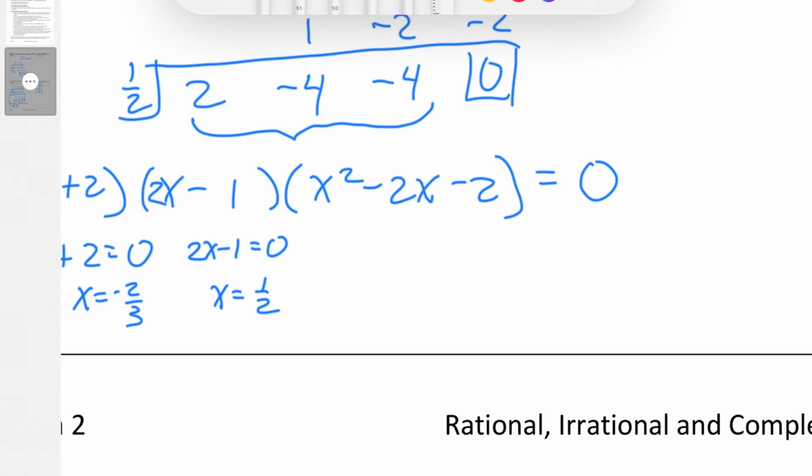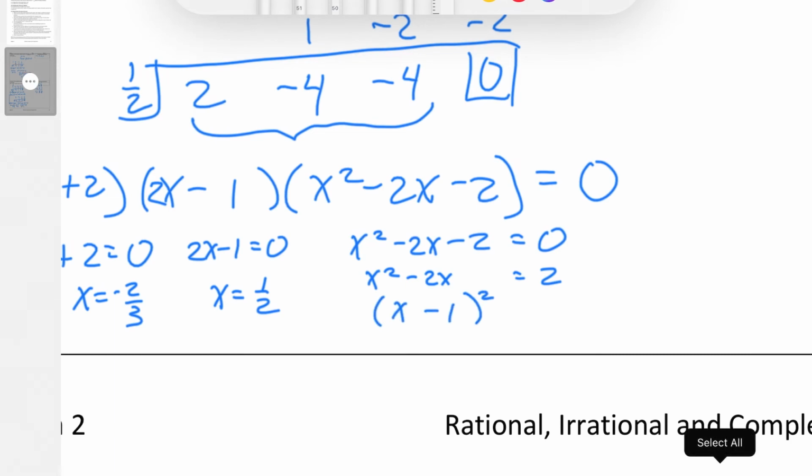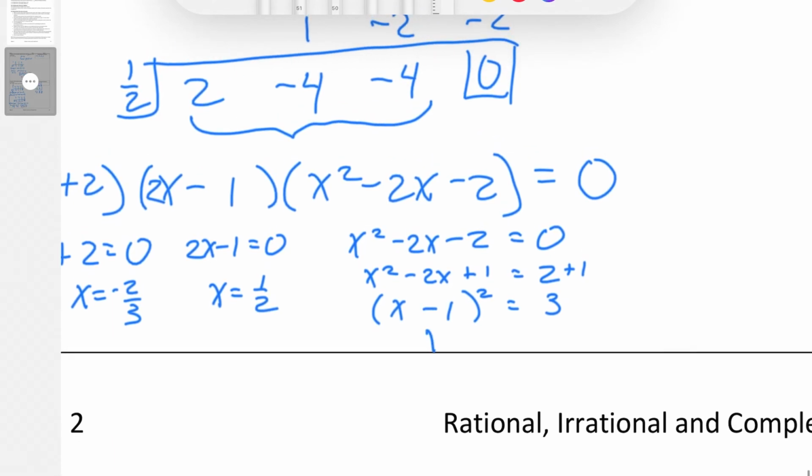But what about this third one? So this would give us x squared minus 2x minus 2 equal to 0. And it won't factor, so we're going to do the complete the square technique again. We'll add that 2 to the other side. And then this is so similar to the one we just did. It needs a term of completion of plus 1, making this a 3. So we'll take the square root of both sides, and we'll have now x minus 1 equal plus or minus square root of 3, giving us a final solution of x equal to 1 plus or minus square root of 3.